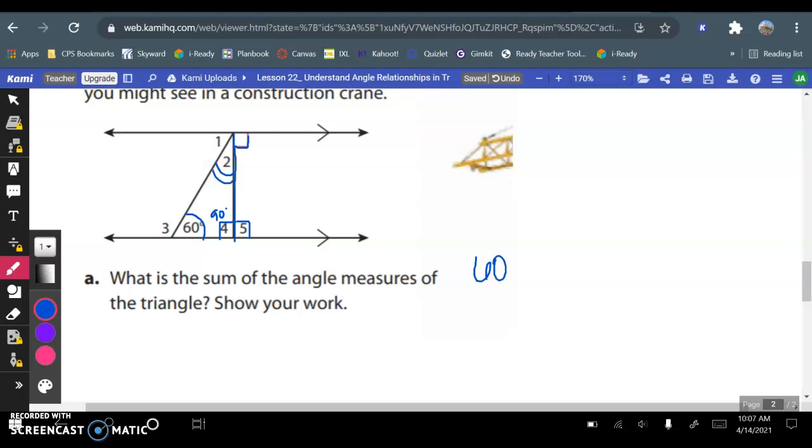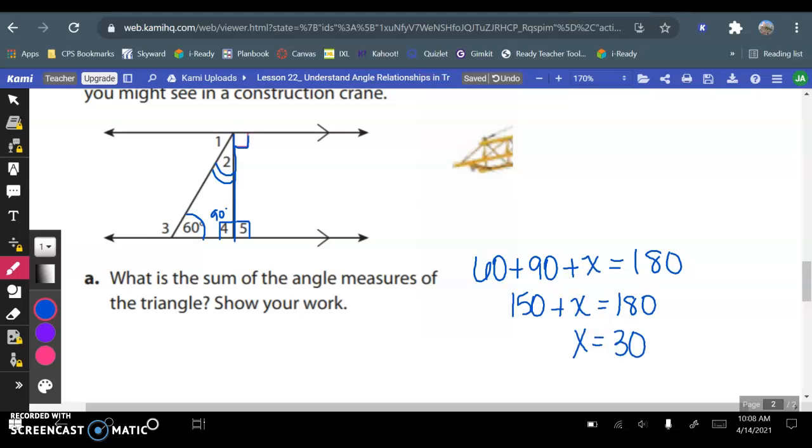So 60 degrees plus 90 degrees plus angle 2, which we'll call x, equals 180 degrees. So the sum of the angle measures in the triangle is 180. Now we need to figure out what that missing angle is. So 60 plus 90 is 150. Plus something gives us 180. And then 180 minus 150 is 30. So angle 2 is 30. So 60 plus 90 plus 30 equals 180 degrees.